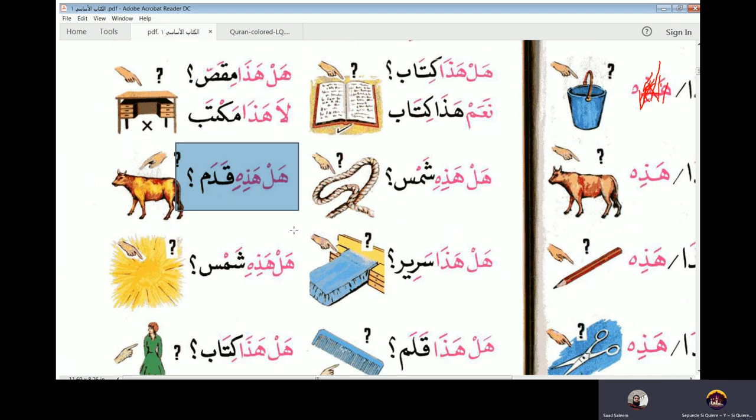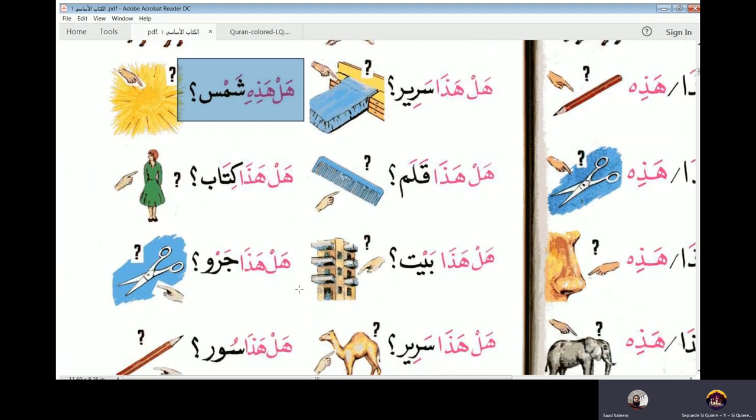Hal hadihi qadamun? Okay, I know this isn't a qadamun. This is a taurun. So la, hada taurun. Correct. Hal hada sarirun? Naam. Hada sarirun. Is this a bed? Yes, this is a bed. هل هذه شمسون؟ نعم. هذه شمسون. Is this a sun? Yes, this is a sun.